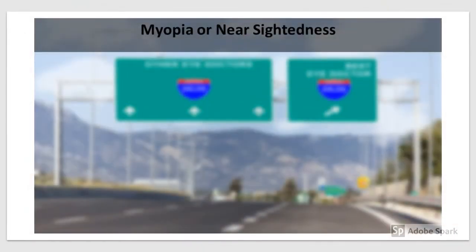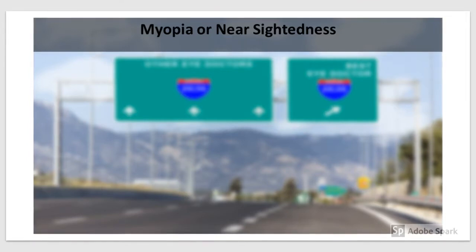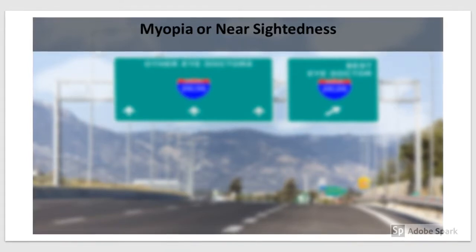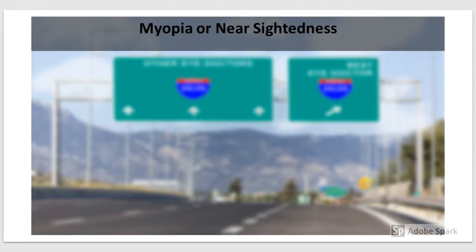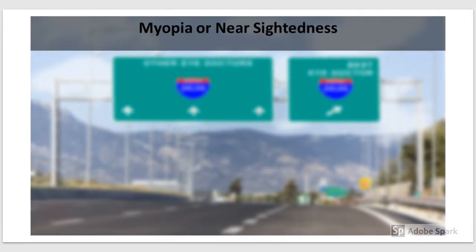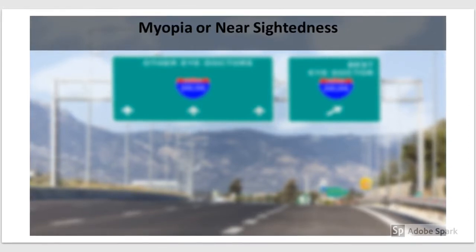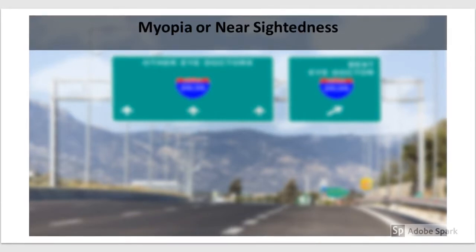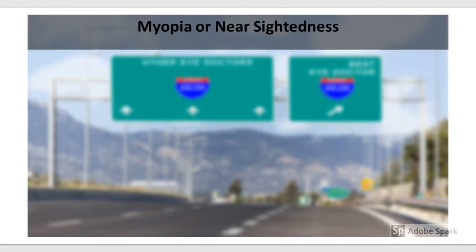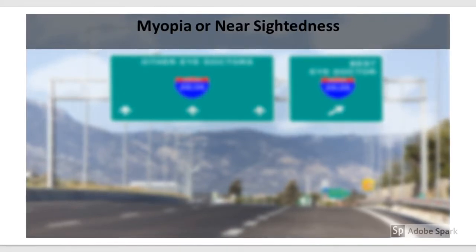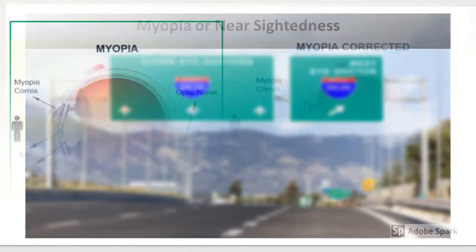In this picture, the faraway objects like signboards and mountains are blurry to the driver of the vehicle. This is due to the defect of vision called myopia. Myopia is also known as short-sightedness. A person with myopia can see nearby things clearly, but cannot see distant objects clearly.